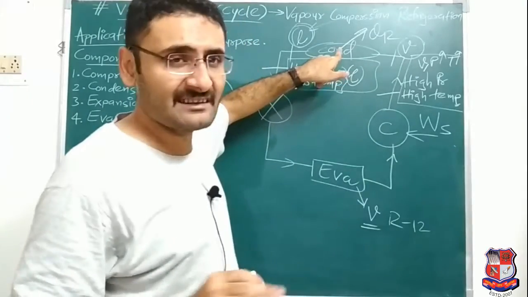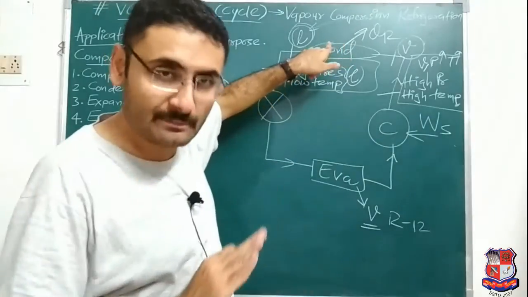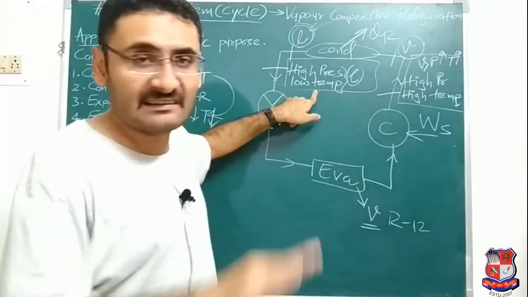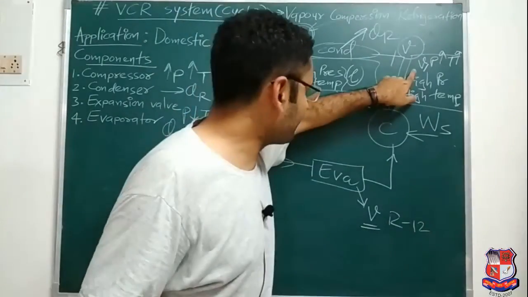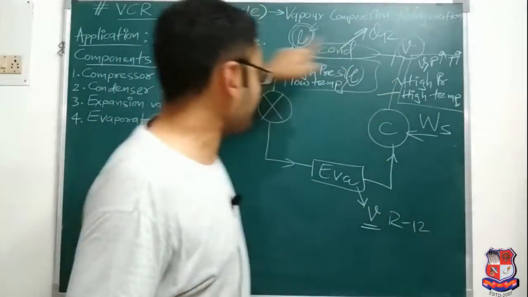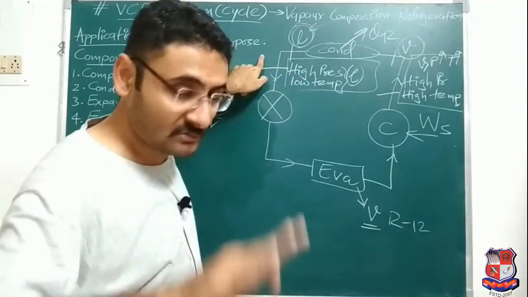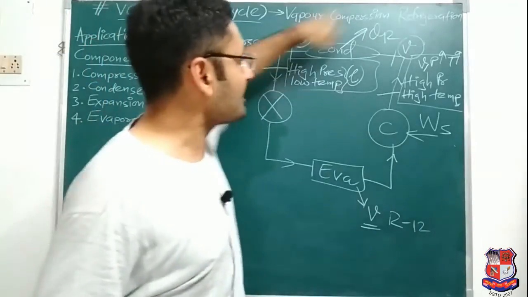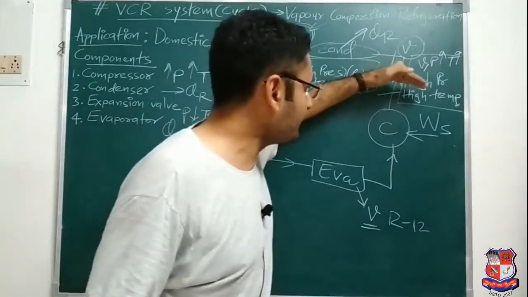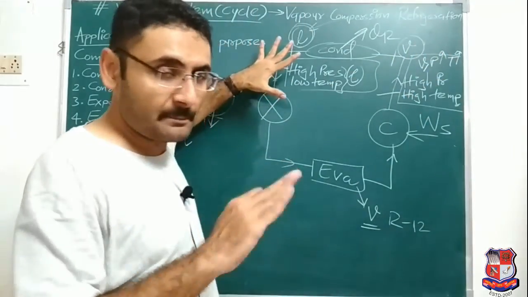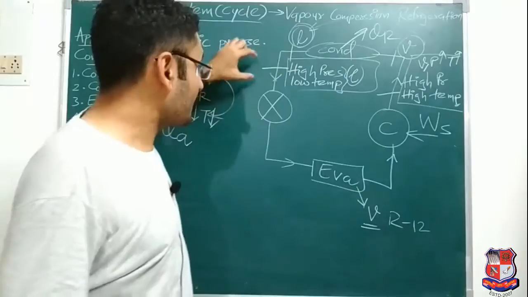Because here the condenser is rejecting the heat at a constant pressure process. So heat is rejected, temperature is decreased, but pressure is constant. Whatever pressure is there at the inlet, the same pressure is at the outlet of the condenser. That means at the inlet and at the outlet of the condenser, pressure is the same, but temperature is different. Why is temperature different? Because the condenser is rejecting the heat. So here higher temperature is converted into lower temperature, but pressure remains the same.